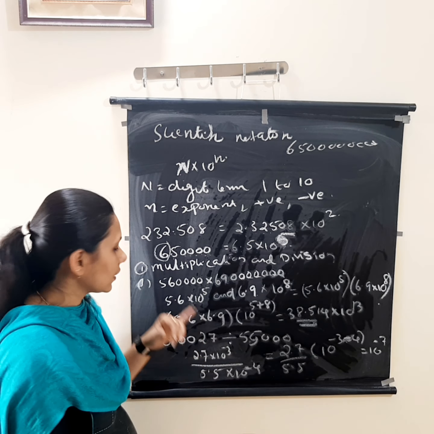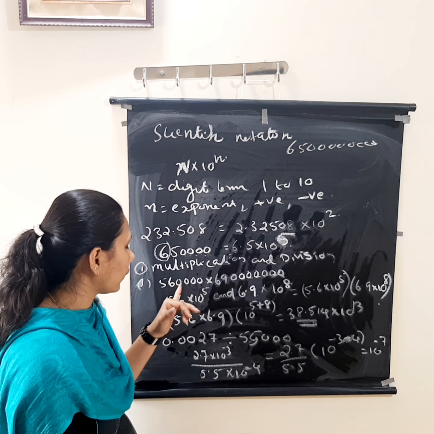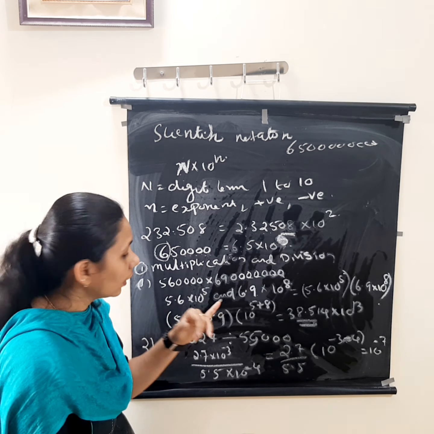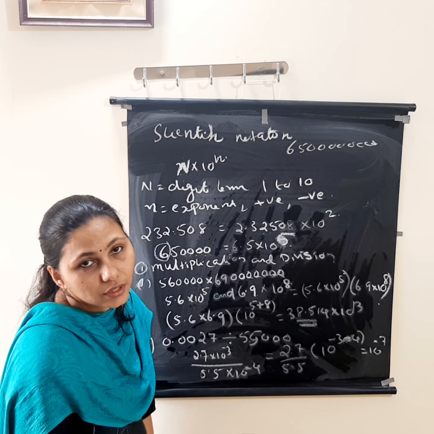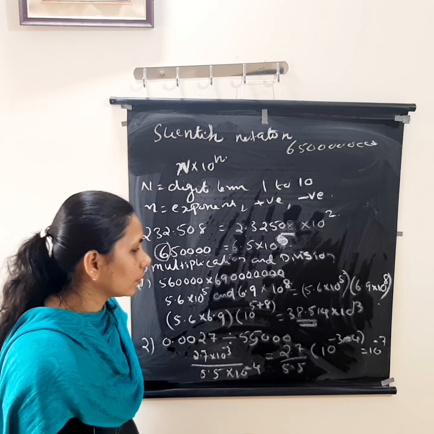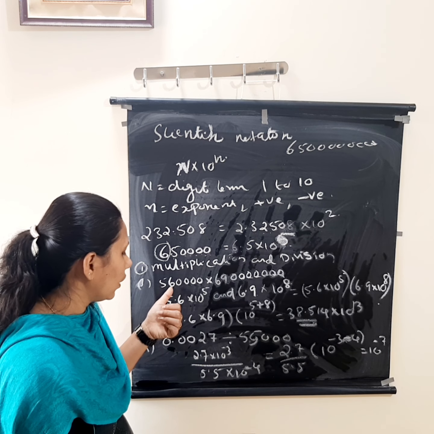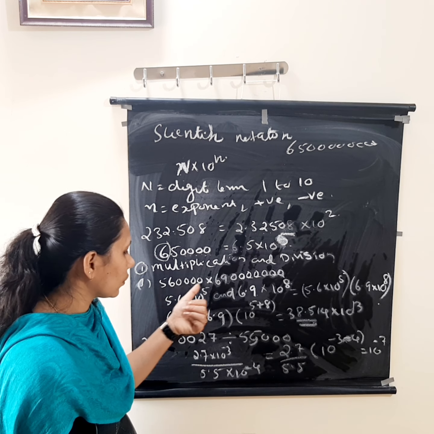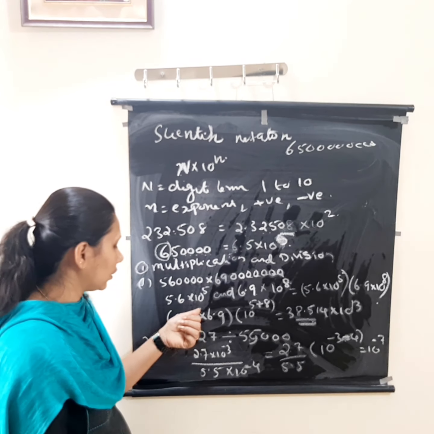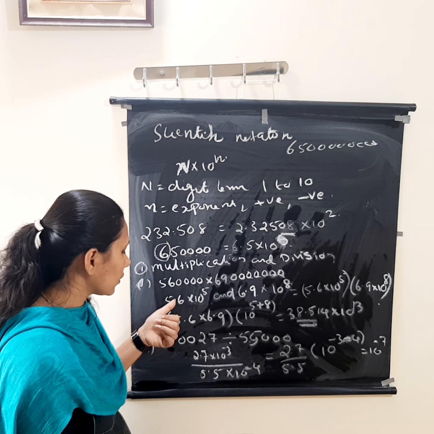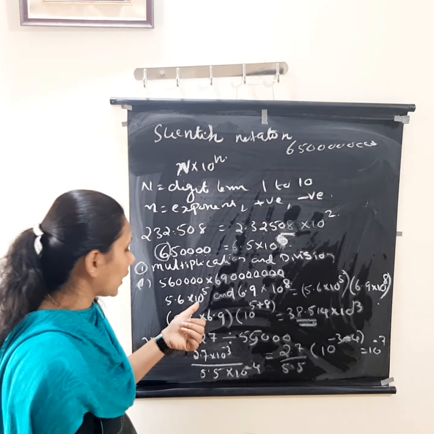For example, it is given. You can see here 5, 6, 0, 0, 0, 0, 0. This number is 69, 0, 0, 0, 0, 0, 0. It is not easy to simply multiply. So using scientific notation, first we can write this one, 560000, as 5.6 into 10 raised to 5. Getting what I am telling here? The point I put here, so we have to move 1, 2, 3, 4, 5 digits to the right. So it is 10 raised to 5.